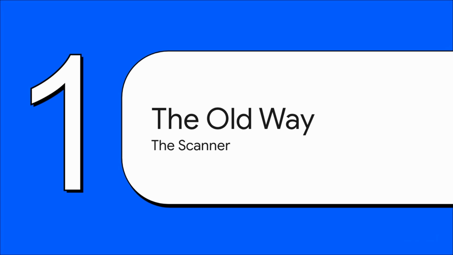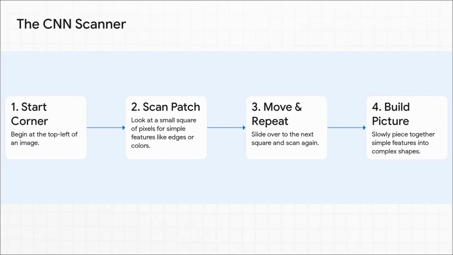To really appreciate just how brilliant this new idea is, we first have to talk about the old way of doing things. You see, for years, the king of computer vision was a method that worked kind of like a very careful, but also very nearsighted scanner. This old method is called a convolutional neural network, or a CNN.